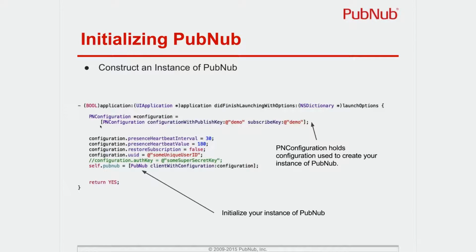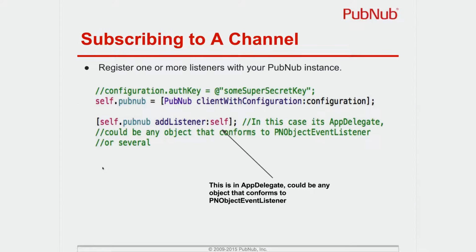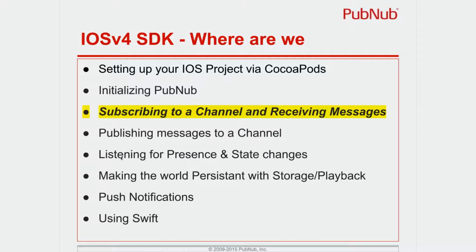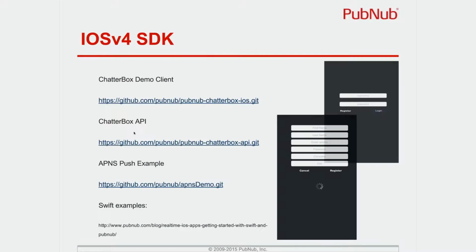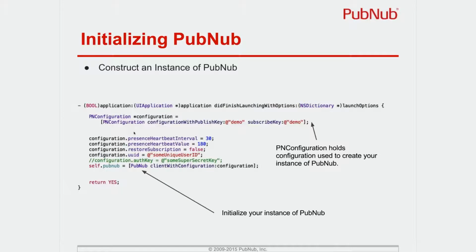Okay. Once you have that PNConfiguration object instantiated and configured the way you like it, the next thing you're going to want to do is instantiate, sorry about the slide hiccup there, the PubNub client instance using clientWithConfiguration. I pass in an instance of the configuration and return yes. And that will instantiate your instance of PubNub, and now you're ready to start subscribing to channels.